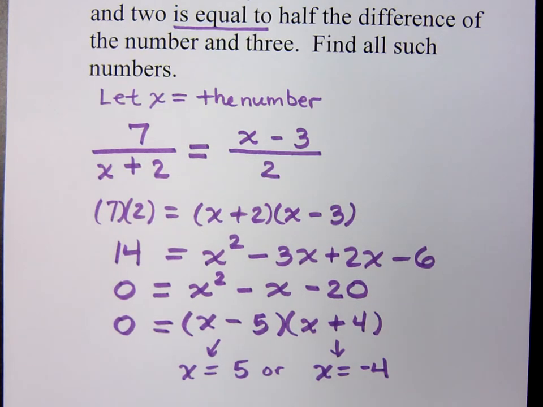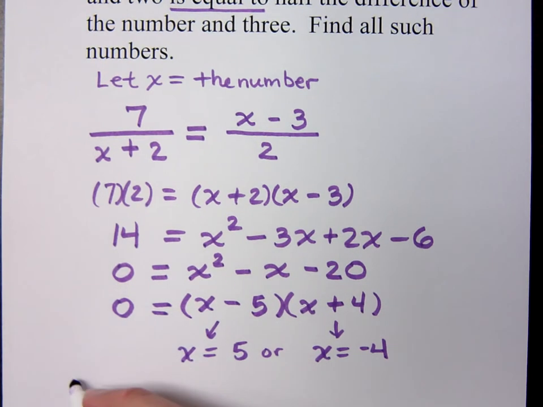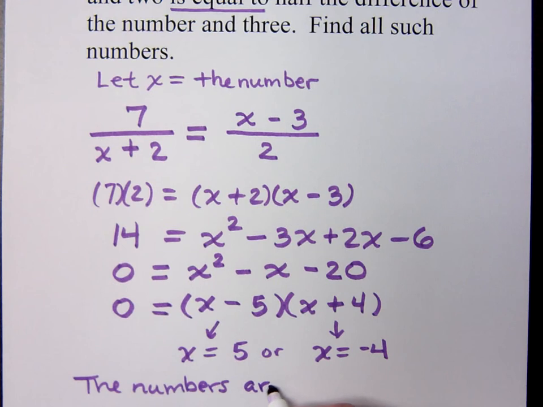Now it says find all such numbers, so you would just write a sentence. Can't we just write x with the little brackets on the outside? No, because if we just had an equation, that would be acceptable. When we have a word problem, we have to make sure that we respond to the question being asked. So the numbers are 5 and negative 4.